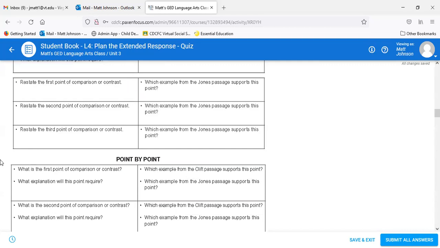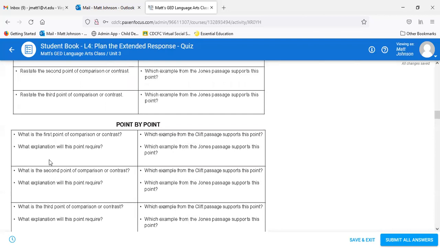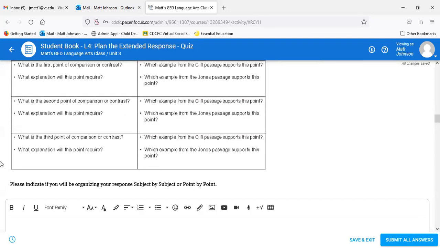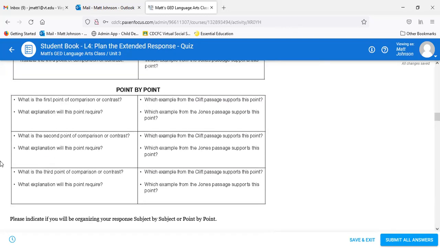Same thing, right? You go to Jones. Point by point, though, a little less muddled, if you ask me, right? So what is the first point of comparison or contrast? What explanation will this point require? And then you go to the example, right? Which example from Cliff's passage supports this point? Which example from the Jones passage supports this point? And then you move on to the second one.